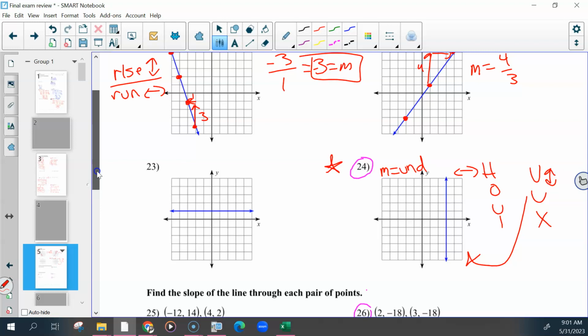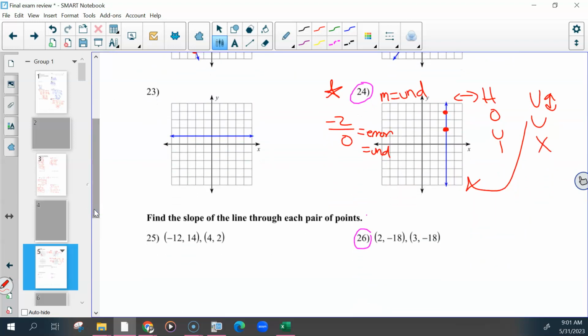If you wanted to do it with just the dots, you could find any 2 points on this. The rise between these is down 2, but there's not any run. If you put that in the calculator, you get error. And that's how you know it would be undefined. Other questions on those?